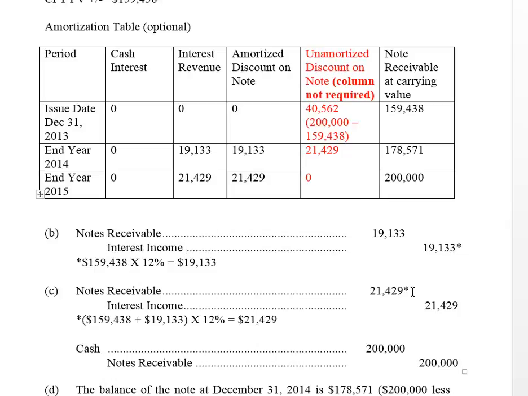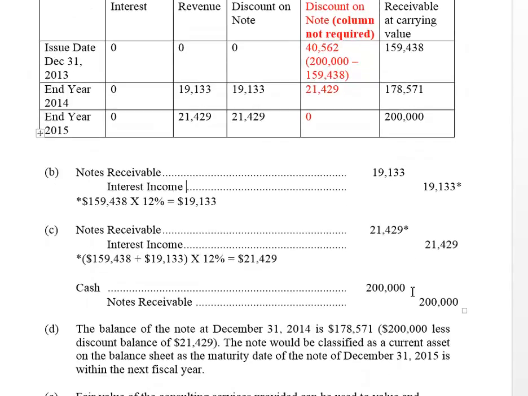So now what about at the end of 2015? Well, two things have to happen. The first thing we need to do is book our interest revenue or interest income for the year, and then we also have to extinguish the note because Rank presumably would have paid back Clearing $200,000. So let's look at how we're going to calculate the interest on the note.